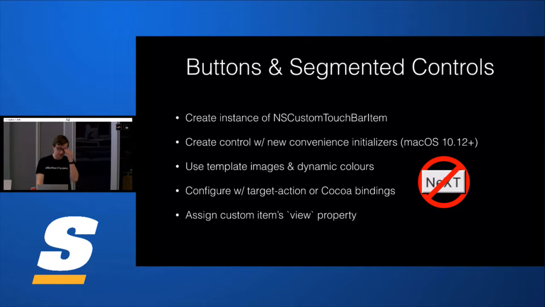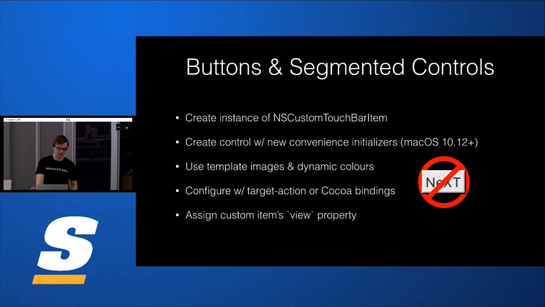So if you want to put buttons and segmented controls in your touch bar, what you're going to do is create an instance of NSCustomTouchBarItem. In macOS 10.12 Sierra, there are a whole bunch of new convenience initializers. I don't know if you've ever tried to use the default initializer for NSButton, but you basically get something out of NeXTSTEP. So don't use those. Use the new convenience initializers.